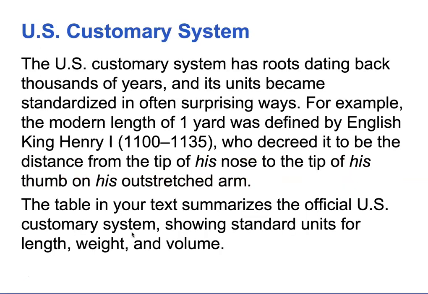All right, for some basic background, the U.S. customary system has roots dating back thousands of years, and its units became standard in often surprising ways. For example, a modern length of 1 yard was defined by English King Henry, who reigned from 1100 to 1135, who decreed it was to be the distance from the tip of his nose to the tip of his thumb on his outstretched arm. So that would be a yard. The table in your text summarizes the official U.S. customary system, showing you standard units for length, weight, and volume.